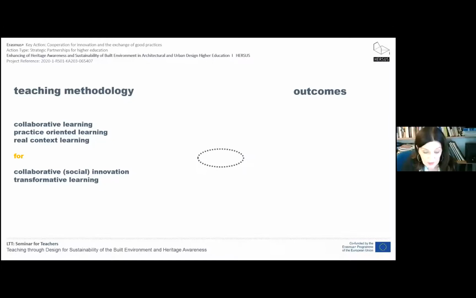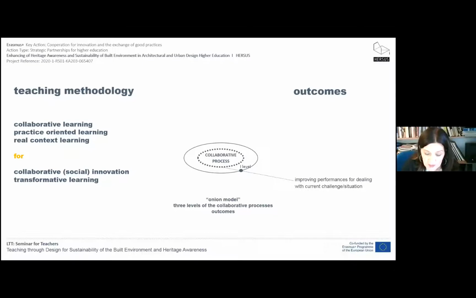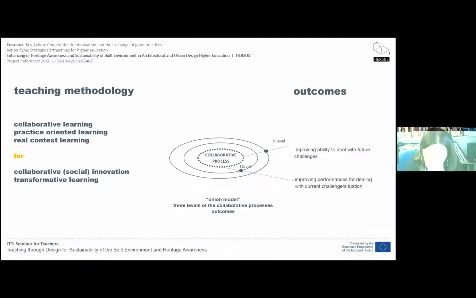The key outcomes of this collaborative, practice-oriented and real context teaching model can be expected at 3 levels, and they are to happen to everyone involved in this process, from teachers and students to the local population and involved consultants as well. On the first level, we expect improving performances for dealing with the current situation. It means that we produce better solutions. On the second level, we expect improving ability to deal with future challenges in order to make participants able to replicate the solution, meaning knowledge and skills acquired in the process, in some new situation in the future or even improving it.